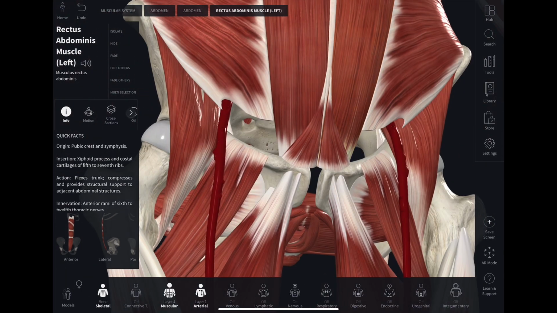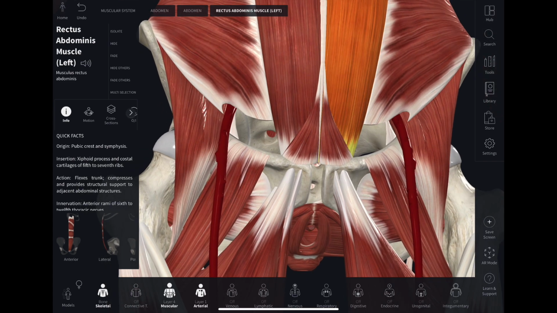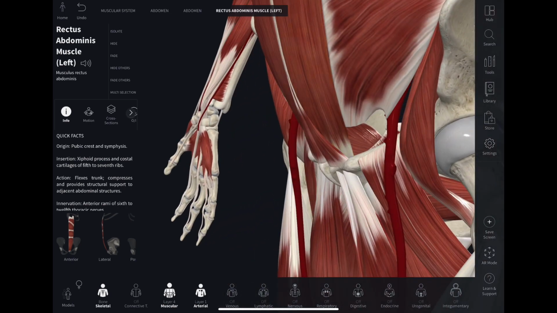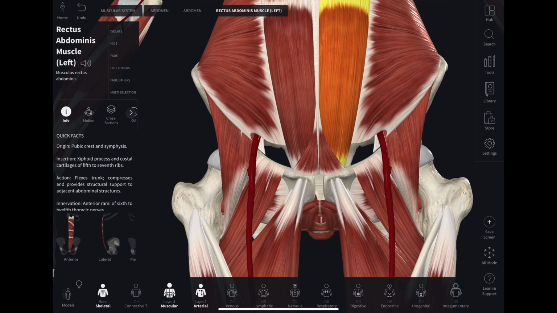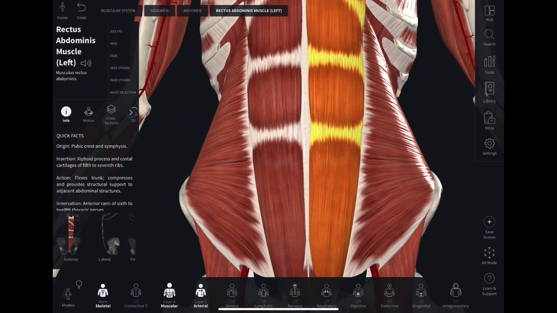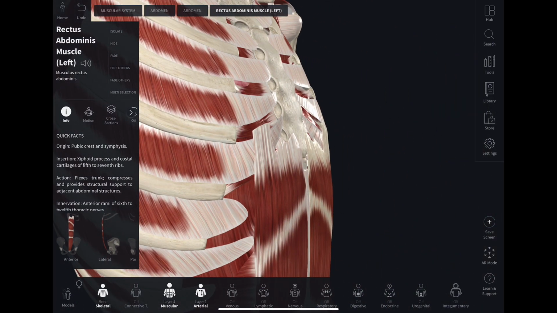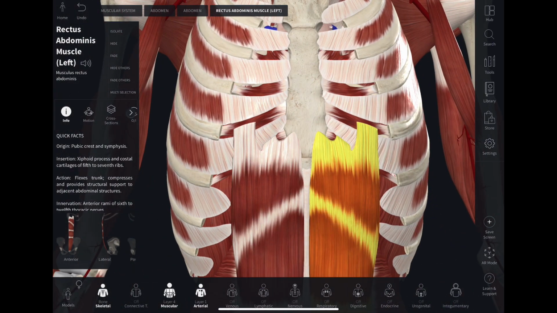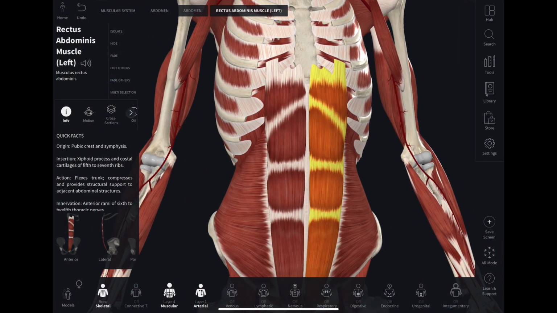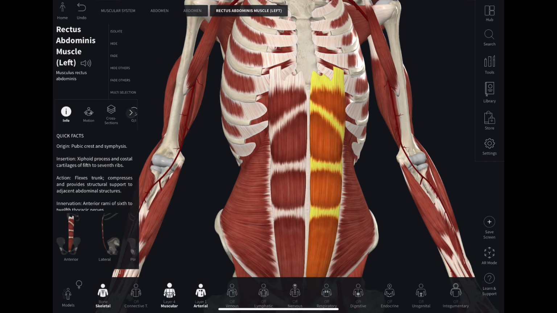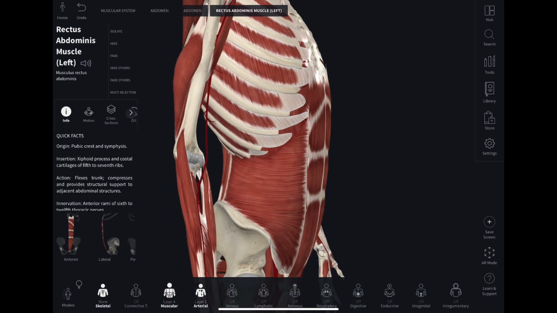This is the pubis, and you could see that it originates right about there. This muscle also goes all the way up to here where the costal cartilage is. This muscle helps to flex the trunk of the body and also compress the abdomen. So it would be right here.